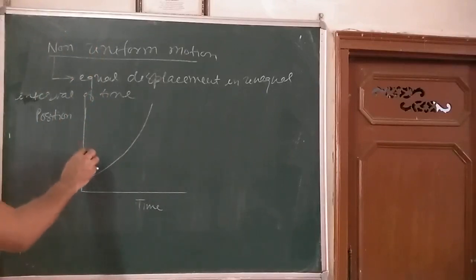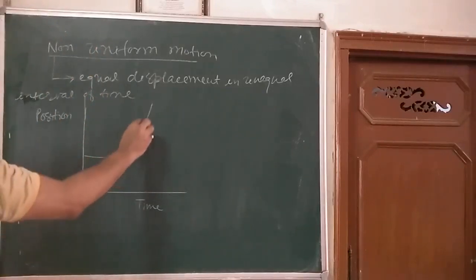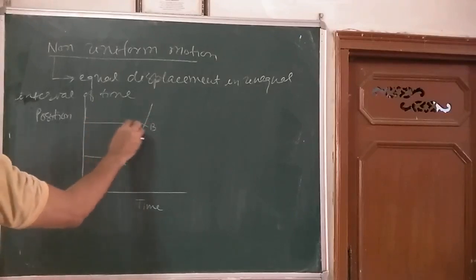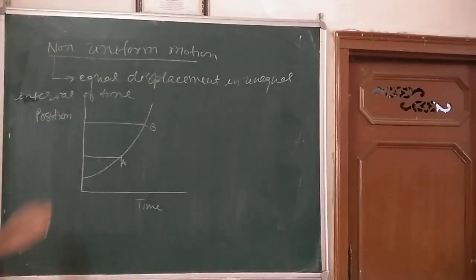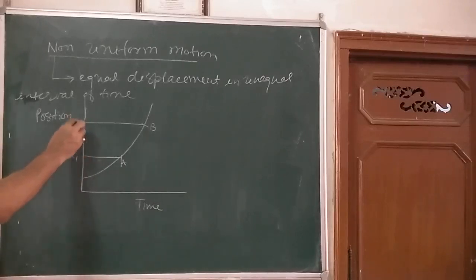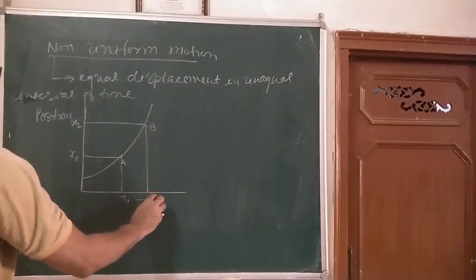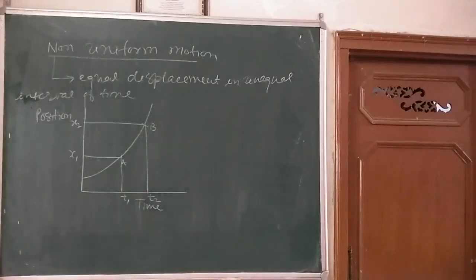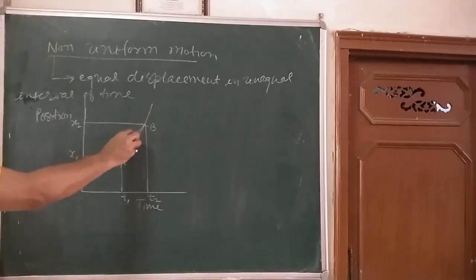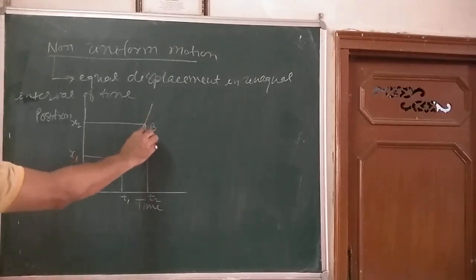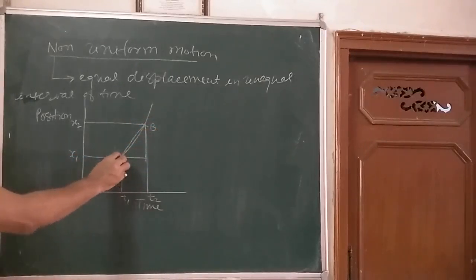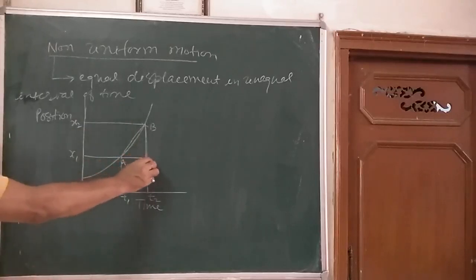Say we take two points, point A and another point B. At point A, suppose the displacement is x1 and at point B the displacement is x2. At point A the time is t1 and at point B the time is t2. Here I am taking a tangent like this and making a triangle. Here is A, here is B, and here is C.